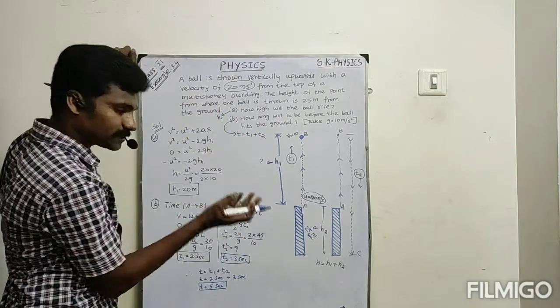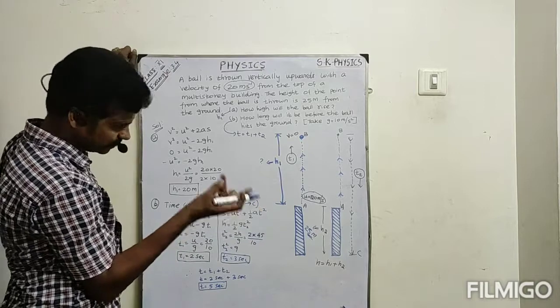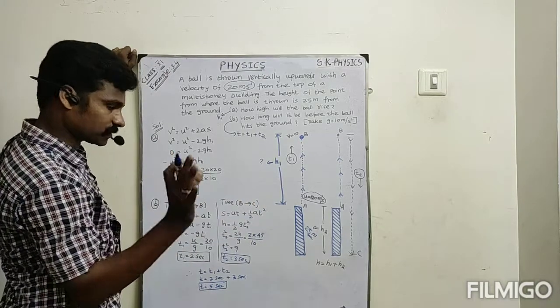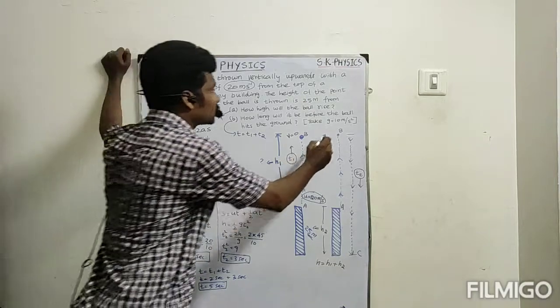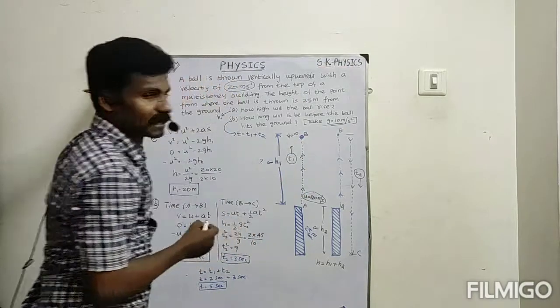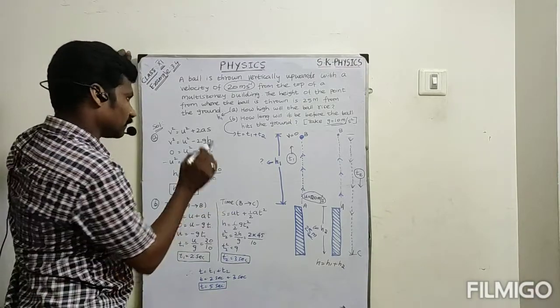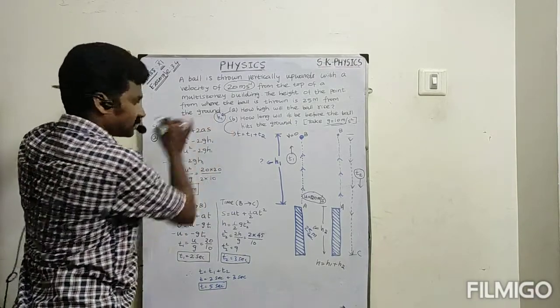So now we know the initial velocity, and the final velocity is 0. Then one more thing in this question, the g value, that is the gravity value, is taken as 10 meter per second squared. So the first question they are asking is the height.